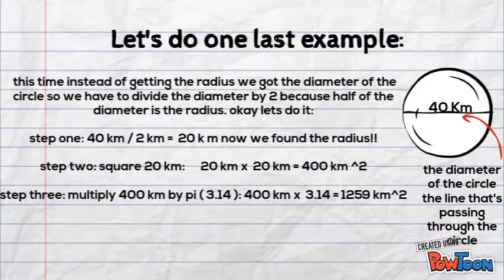Step 2. Square 20 kilometers. 20 kilometers times 20 kilometers equals 400 kilometers squared. Step 3. Multiply 400 kilometers squared by pi. 400 kilometers squared times 3.14 equals 1,259 kilometers squared.